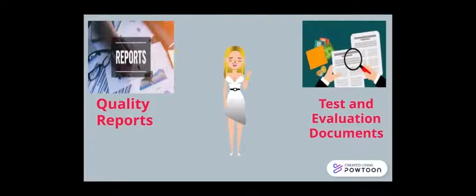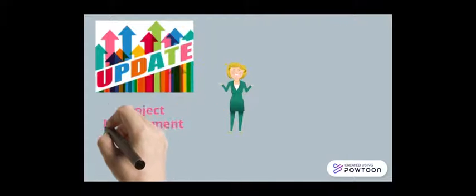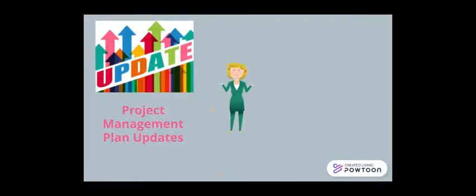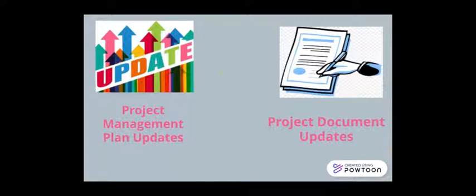The next thing is test and evaluation documents, which include the dedicated checklist and detailed requirement traceability matrices. The next thing is the change request. If changes occur during the manage quality process, the project manager should submit a change request. The next thing is project management plan updates, which include the components that may require a change request for the project management plan, quality management plan, scope baseline, schedule baseline, and also the cost baseline. Project document updates include the issue log, lessons learned register, and also the risk register.